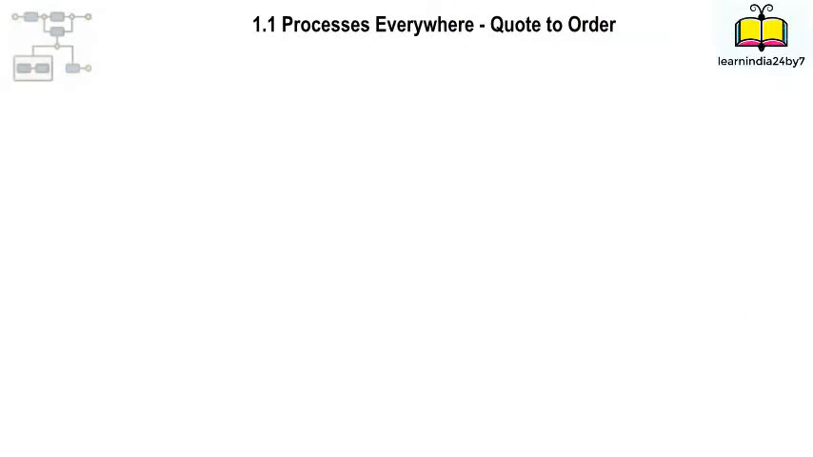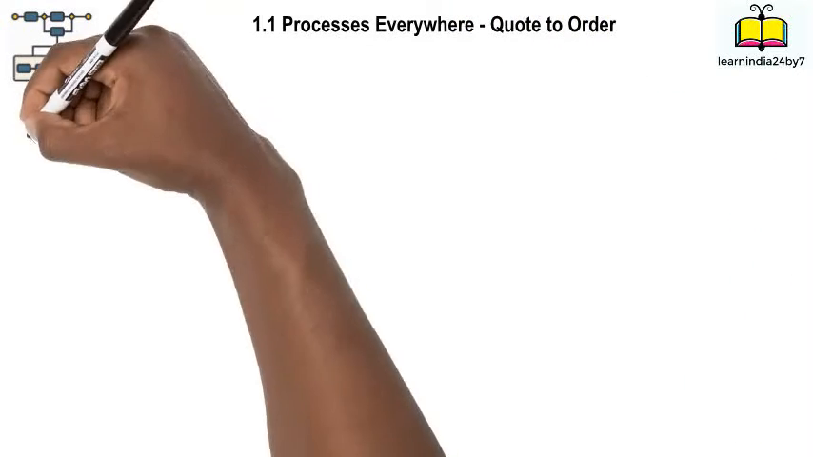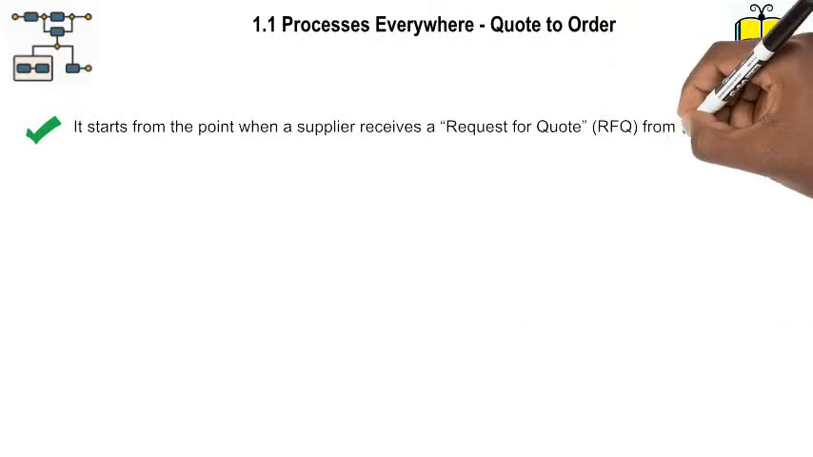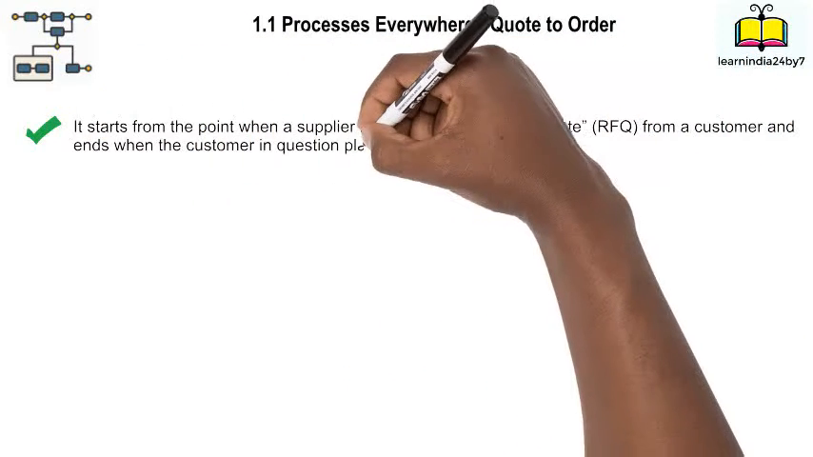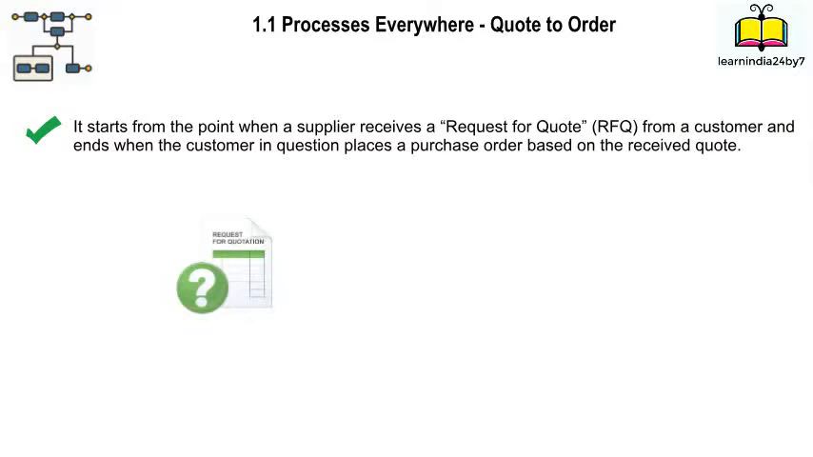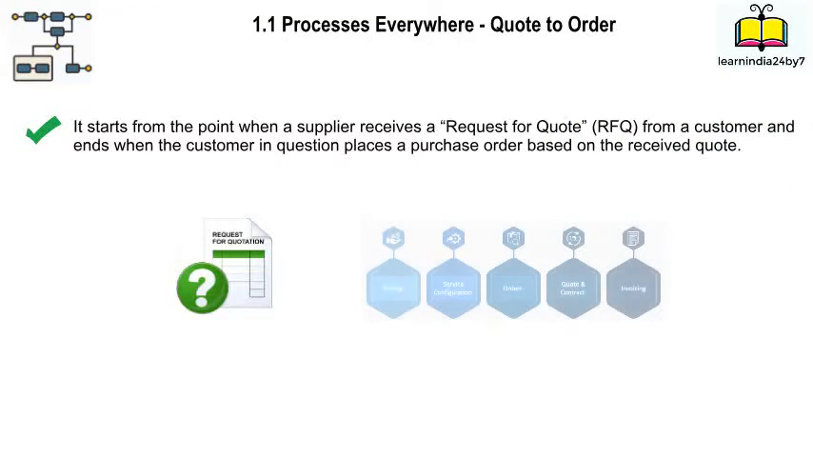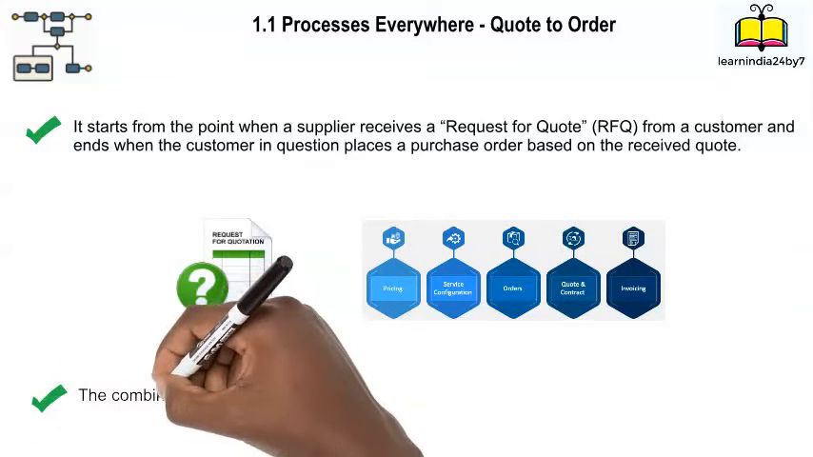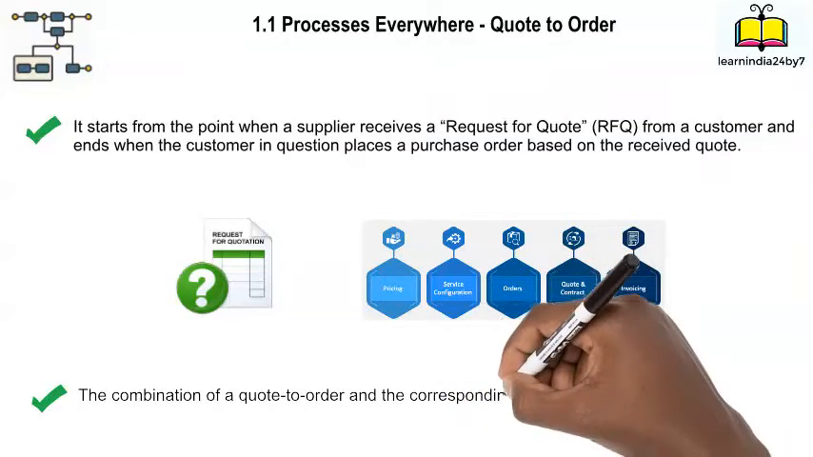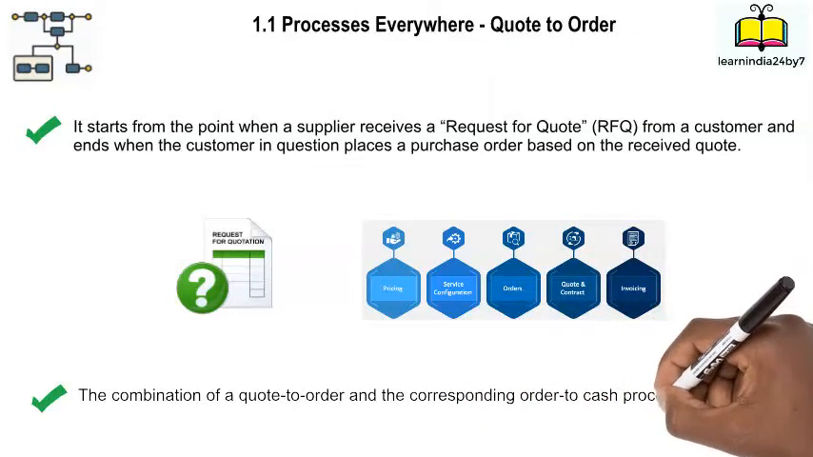Now let's understand in brief the quote to order process. The quote to order process starts from the point when a supplier receives a request for quote from a customer and ends when the customer in question places a purchase order based on the quote received. The combination of quote to order and the corresponding order to cash process is called the quote to cash process.